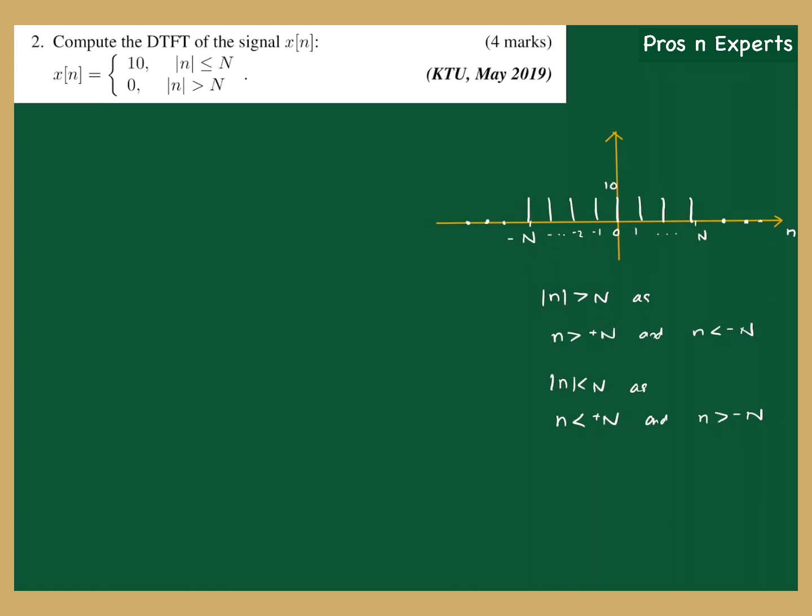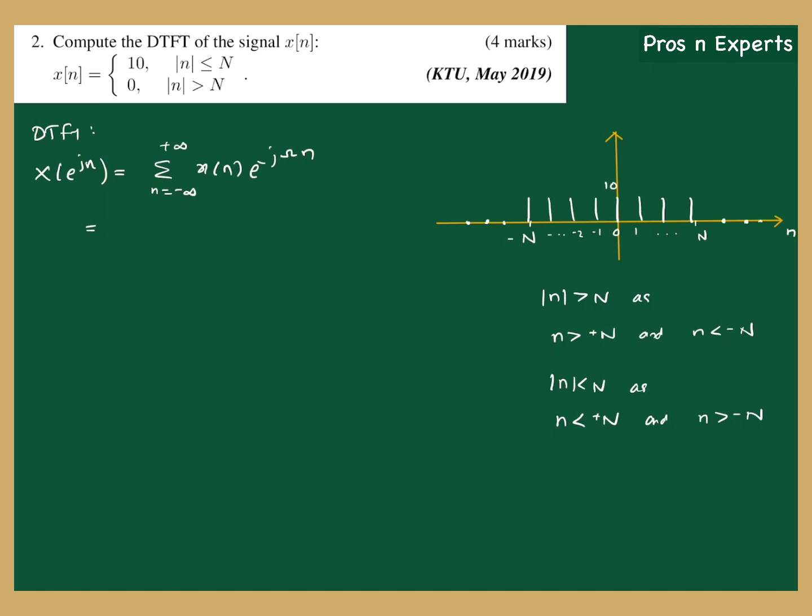Now we have to find out the DTFT, and the DTFT is given by X of e raised to j omega equal to sigma over n equal to minus infinity to plus infinity x of n e raised to minus j omega n. This is the expression to find the DTFT. Very similar to CTFT, but here the signal is discrete. All right, let's start doing this.